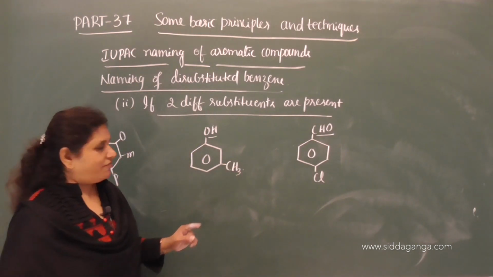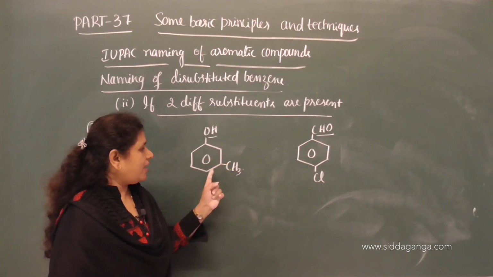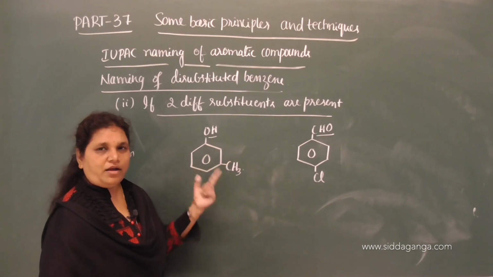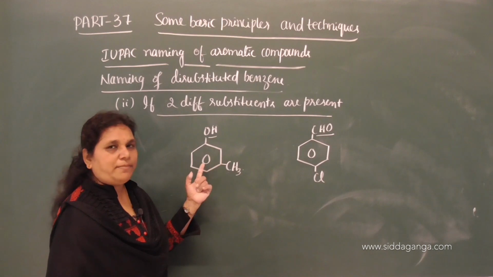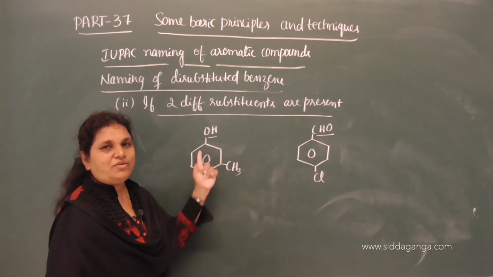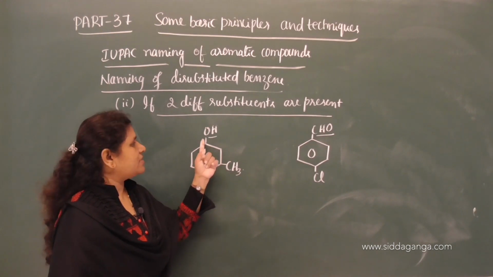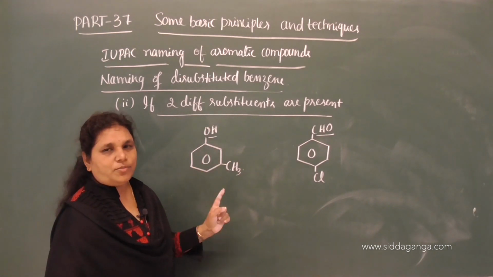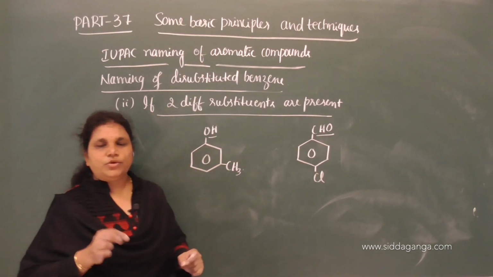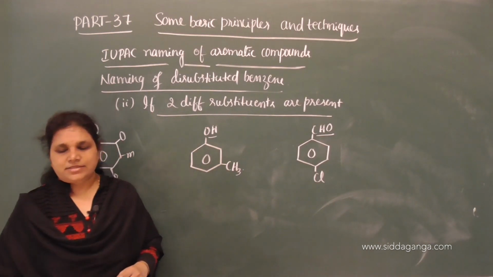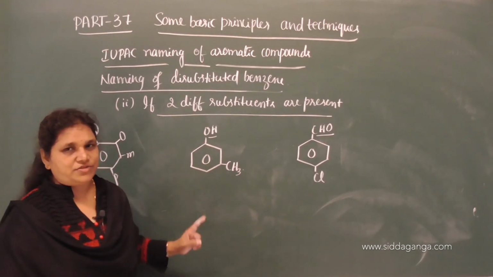Methyl substituted phenol. Or else you can use methyl substituted benzene-1-ol. You need to give the locant 1 for this because it contains the functional group. So always preference should be given to the functional group. How to give the preference? By assigning the lowest possible number to the carbon which is carrying a functional group.